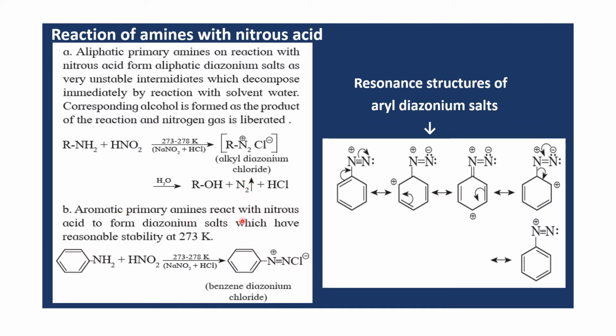Aromatic primary amines react with nitrous acid to form diazonium salt, which has more stability at 273 Kelvin. That is, aniline plus nitrous acid gives benzene diazonium chloride. These aryl diazonium salts are resonance stabilized and are used for the preparation of a variety of products.